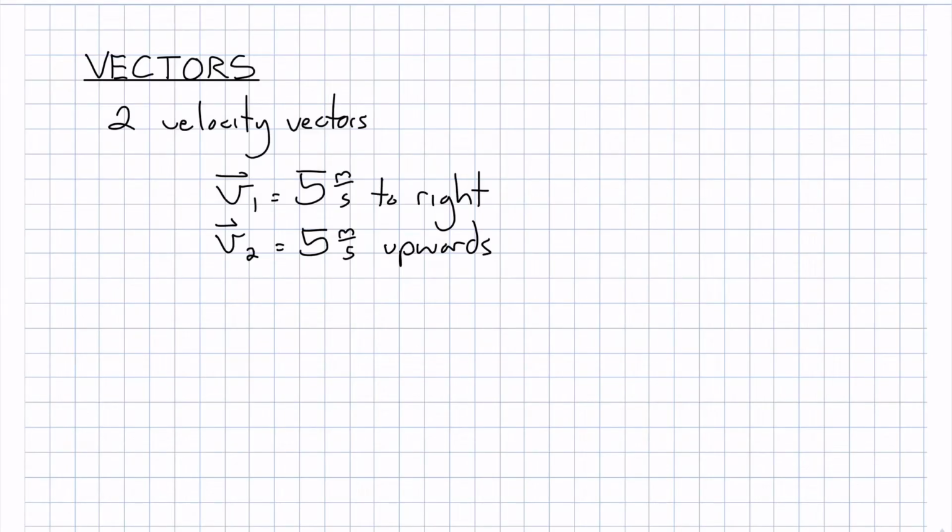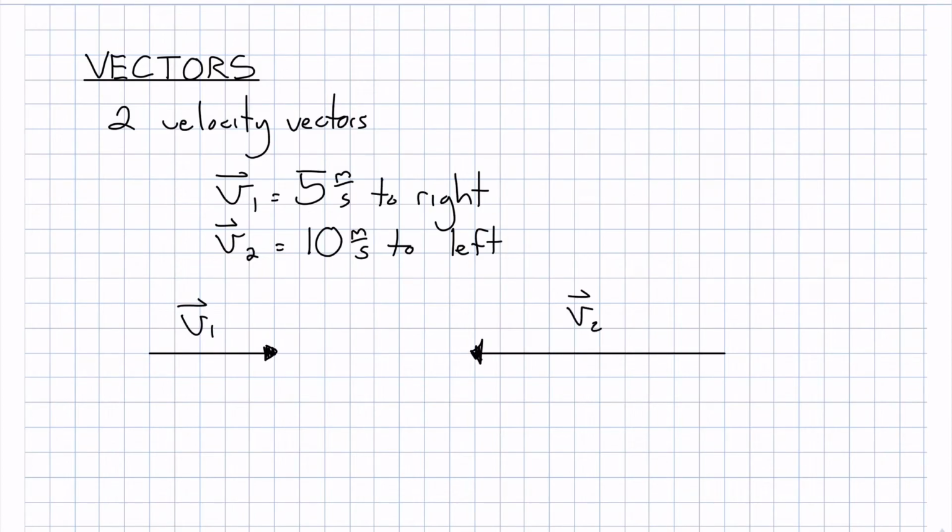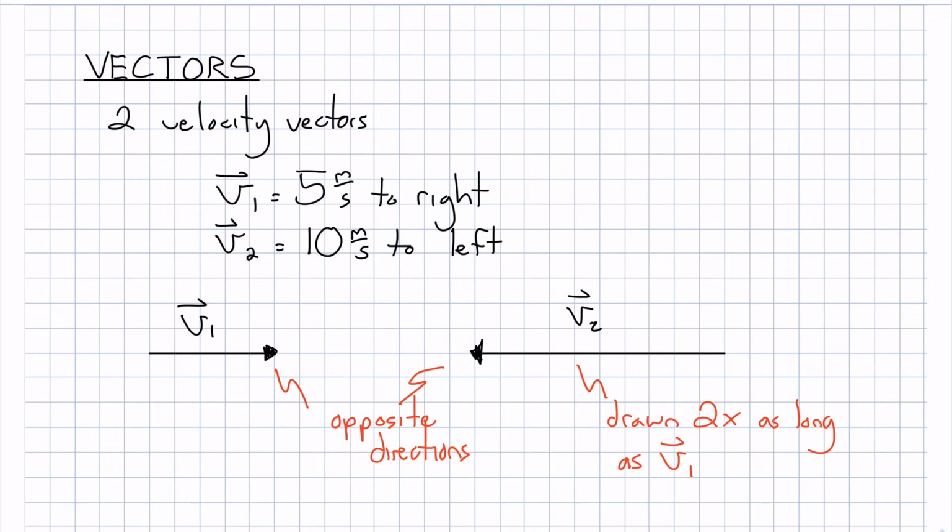Let's alter the example a little bit. Let me change V2 to be 10 meters per second, but to the left. Now I'm going to draw these two vectors so you can see them. You can see that the arrows point in completely opposite directions, indicating, of course, that one is to the right, one is to the left. You'll also notice that V2 is drawn at twice the length as V1. That indicates it's twice the magnitude of V1. So 10 meters per second versus 5 meters per second.